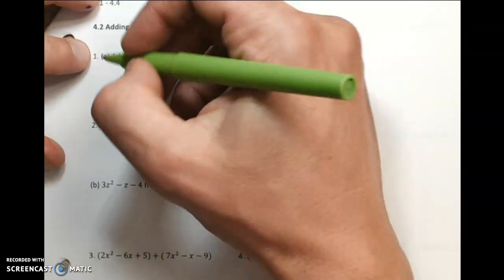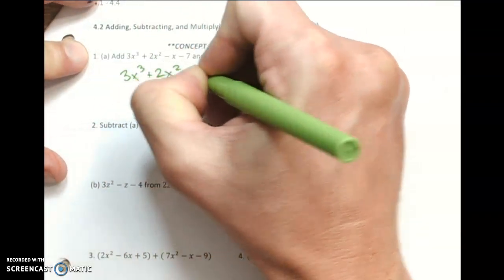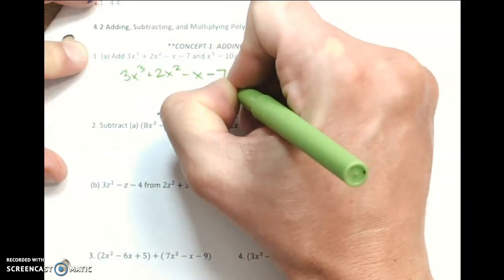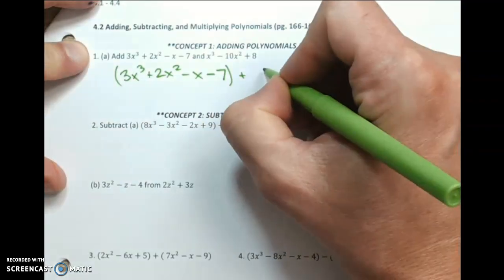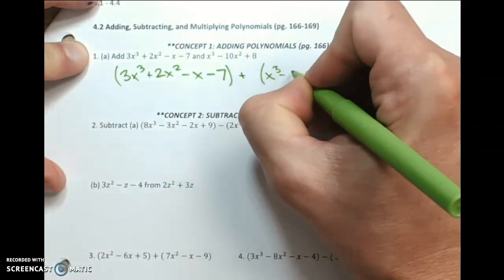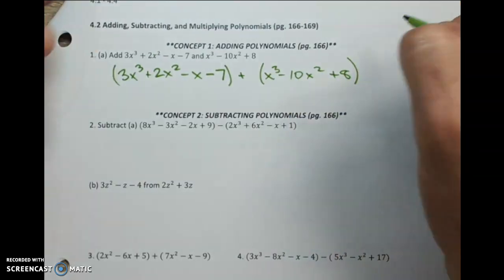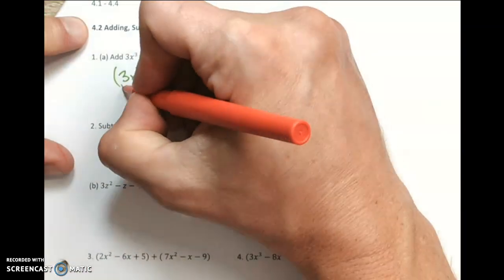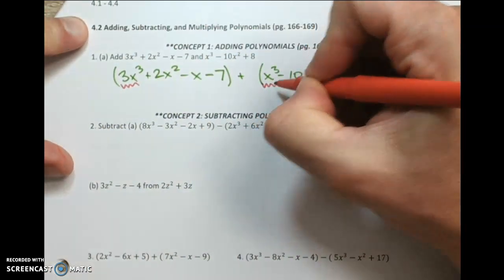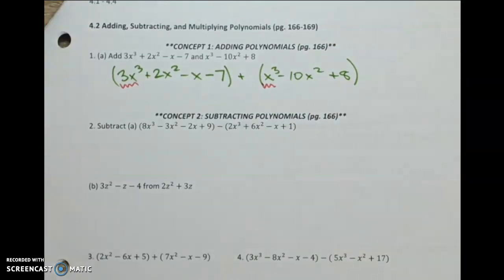I'm just going to rewrite this. So we get 3x cubed plus 2x squared minus x minus 7 and, which is really going to be plus, the quantity of x cubed minus 10x squared plus 8. Okay, and when we add polynomials, all you're doing is combining like terms. And like terms have the same exponent. So I got 3x cubed and x cubed.